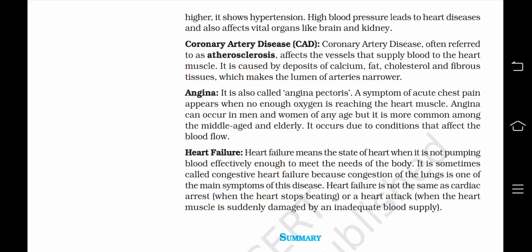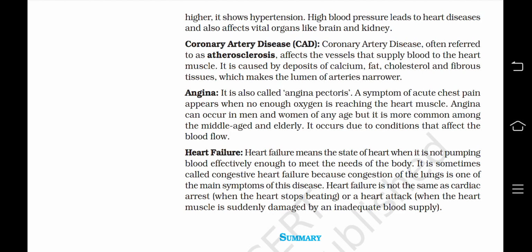Third is angina. It is also called angina pectoris. A symptom of acute chest pain appears when not enough oxygen is reaching the heart muscle. Angina can occur in men and women of any age, but it is more common among the middle-aged and elderly. It occurs due to conditions that affect the blood flow.